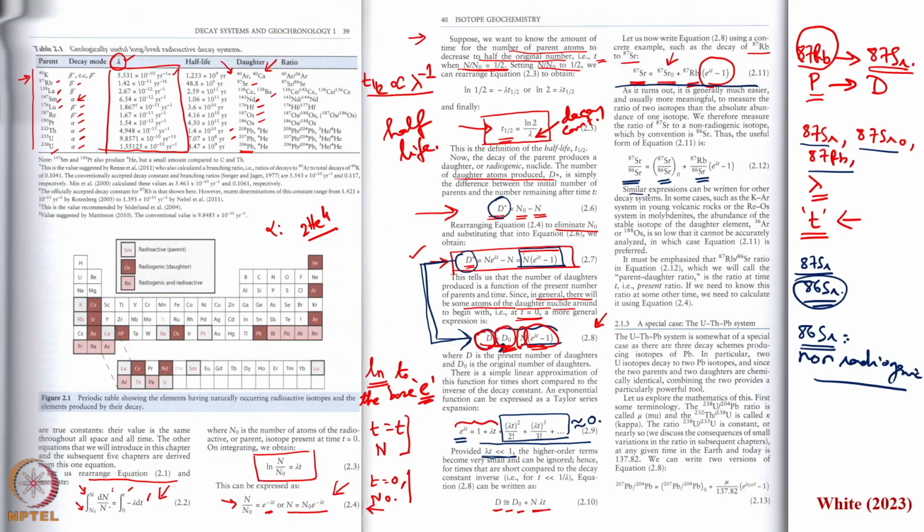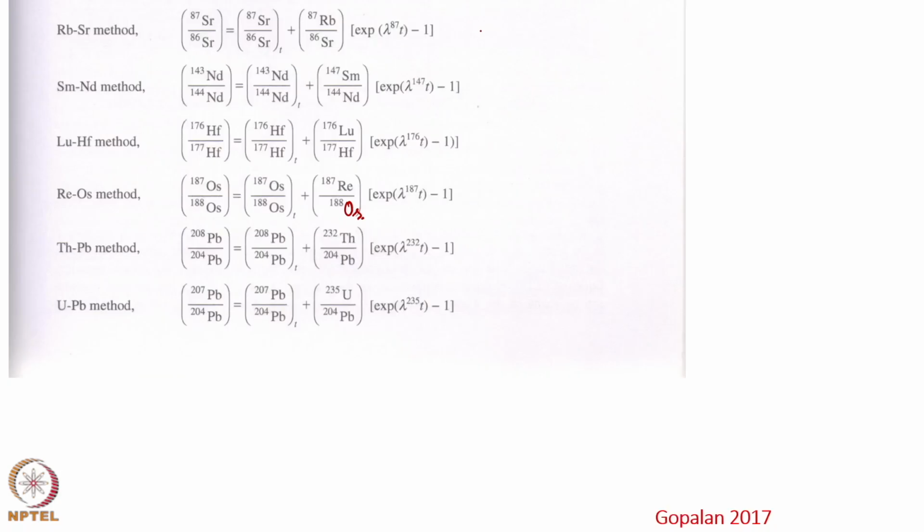Now, similar expressions can be written for other decay systems, and we can have a look at this point itself. This was the expression explained in the last slide, and in case of the Sm-Nd method, this expression holds true. Here, lambda 87 has been stated, which is the decay constant of 87 Rb, that is why 87 is stated.